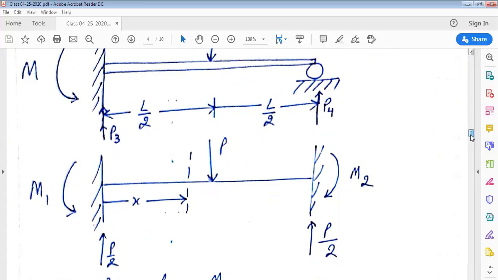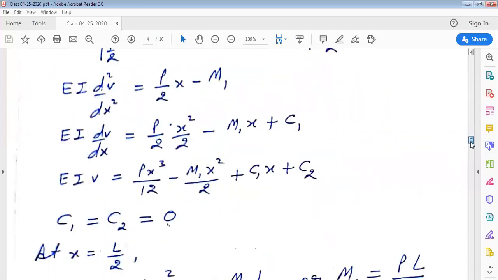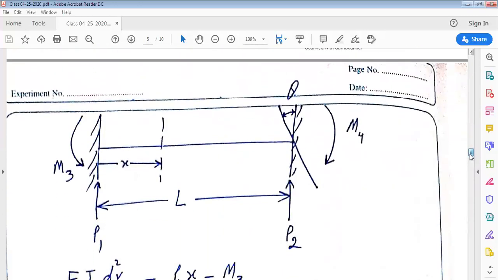And now here in this structure, the unknowns are capital M1, capital M2, which are the moments on the two ends, and vertical reactions capital P by 2 and capital P by 2 on both the ends. Clearly, this structure is statically determinate. And the other configuration which we will assume is this one, in which the external load capital P has not been considered now, and we have given a rotation theta to the right end.